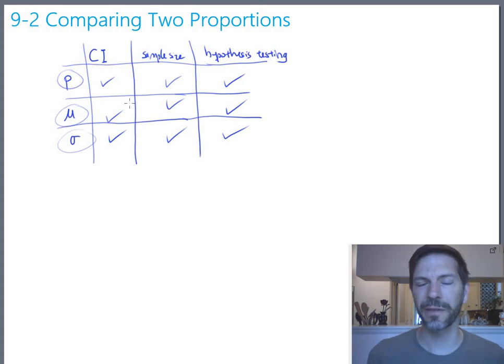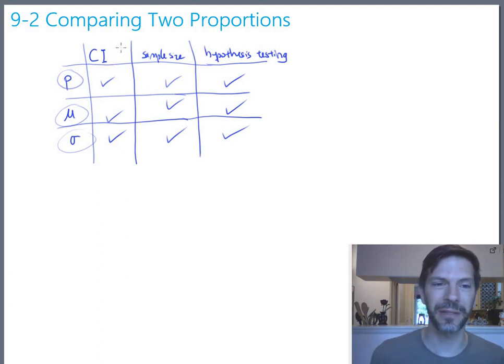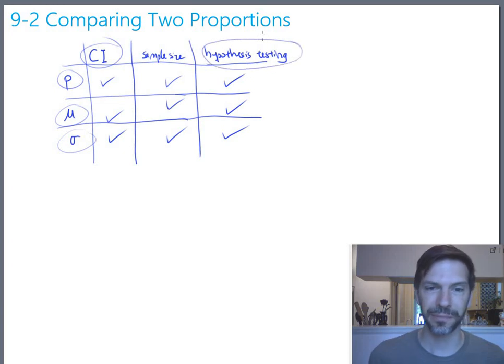And they probably could have split this up into two separate chapters again, but at this point, they say, hey, you already know confidence intervals. You already know hypothesis testing. We don't have to teach you the big ideas. So they do confidence intervals and hypothesis testing together. So in 9-2, we will do confidence intervals about two proportions, and we'll do hypothesis tests about two proportions.